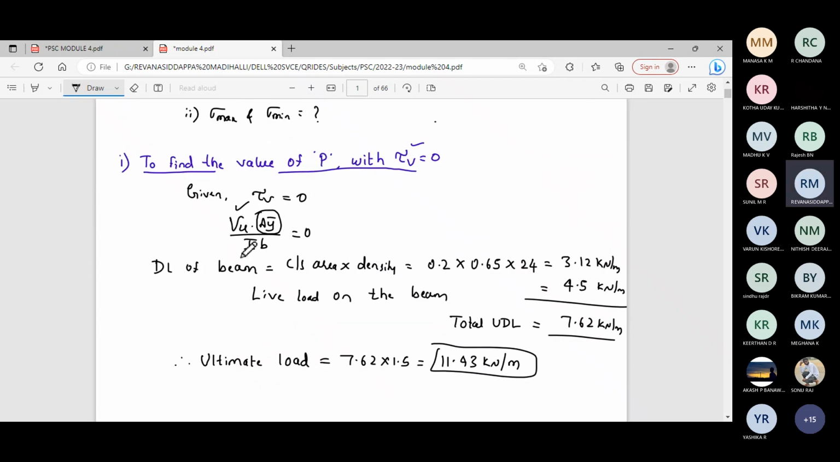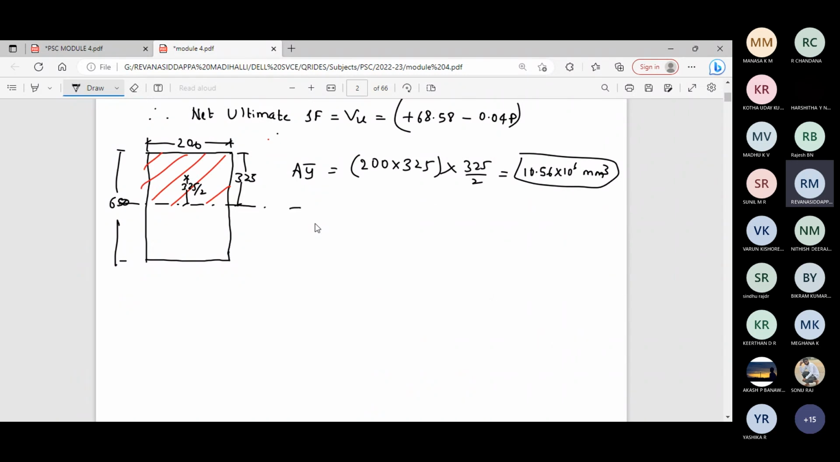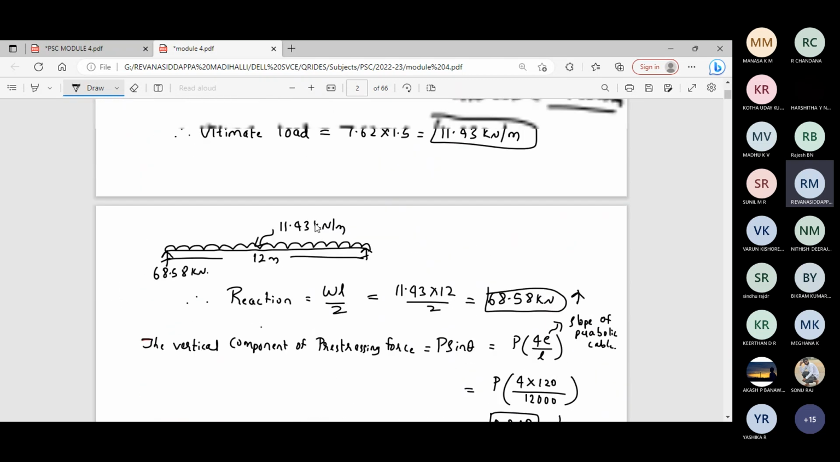What else is needed? Moment of inertia is needed. You know the formula for the moment of inertia of a rectangular section: I is equal to B D cube by 12. So B is 200, overall depth is 650 cube, by 12. It is 4.6 into 10 power 9 mm to the power of 4. Now you have all the required values.